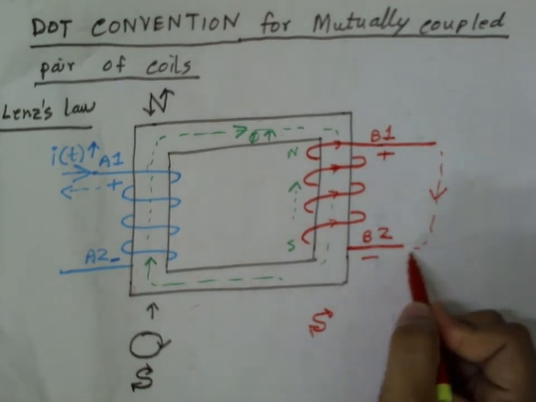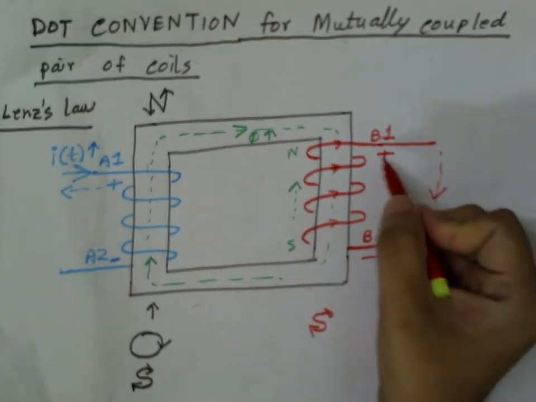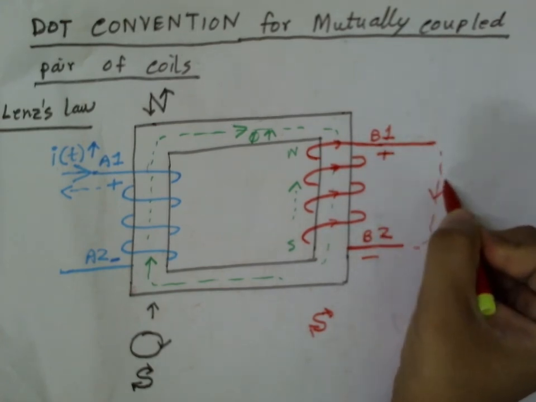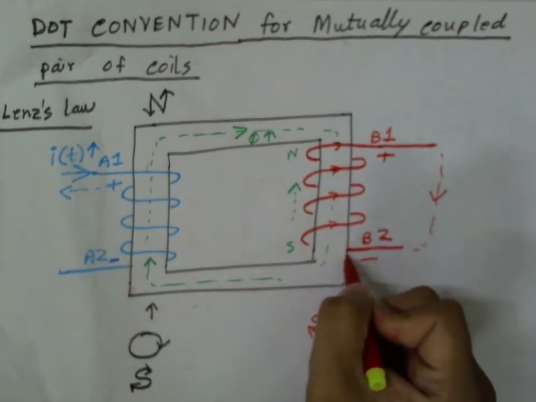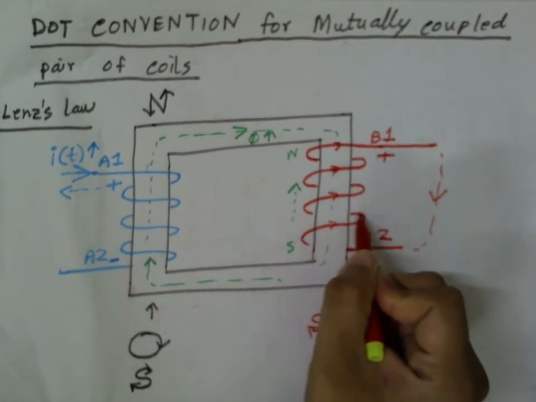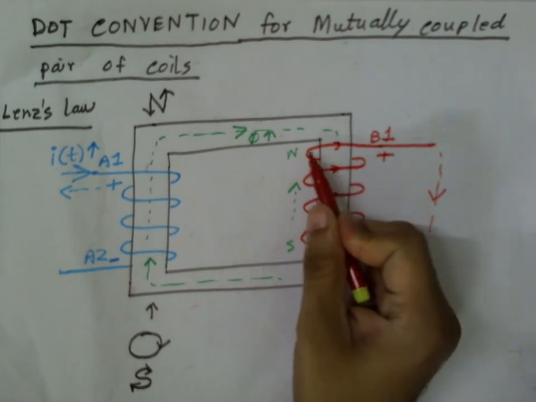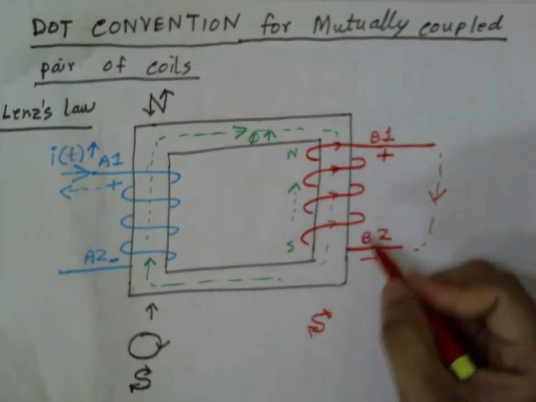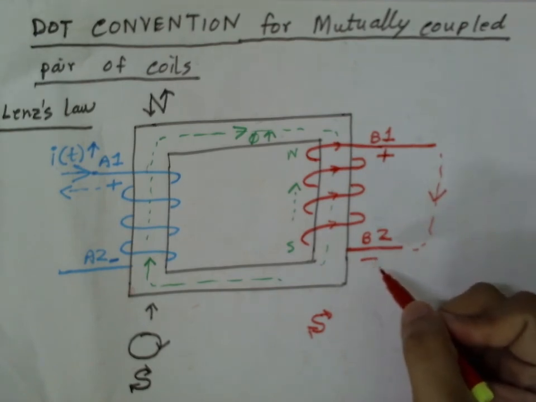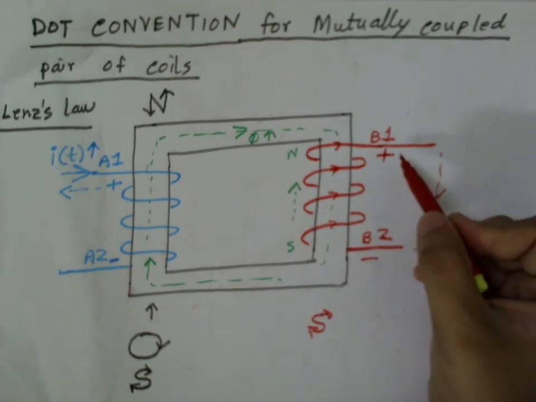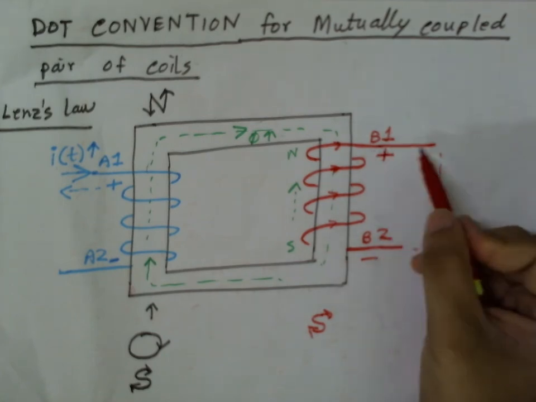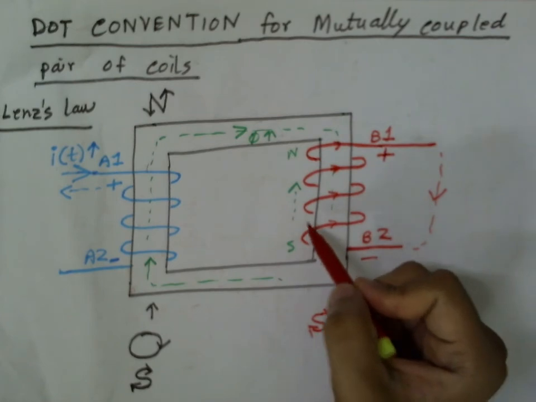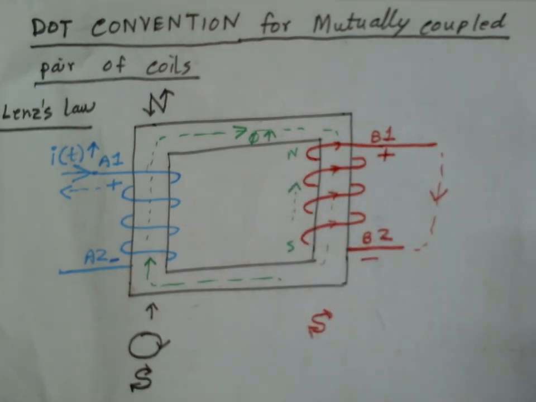So if this circuit was closed, then this induced EMF would drive a current in this direction from B1 to B2 and then here like this. Okay, so therefore this side becomes plus and this side becomes minus. Why? Once again, because only if this is plus and this is minus, this will try to drive a current in a direction which opposes the increase of this flux.